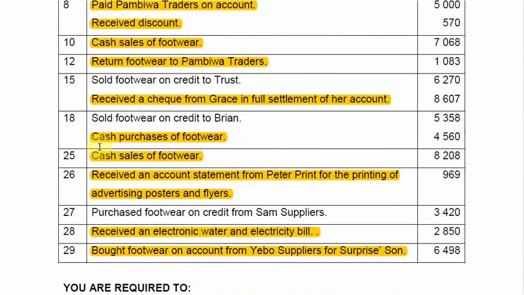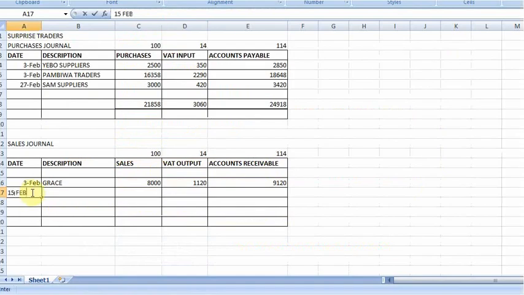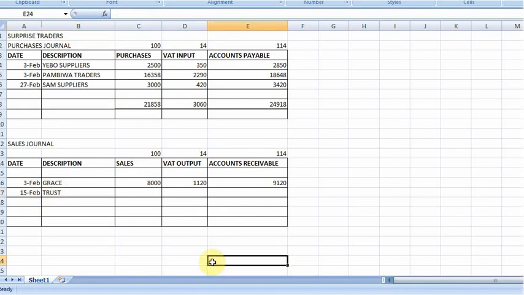Going back then to my question, I am going to look for the next one, and the next one I see is on the 15th, where they say sold footwear on credit to Trust. So on the 15th of February there was an entry. The description is that it was to Trust. The value given to me on the 15th was 6,270. Of course, that includes VAT, so it makes it an account receivable or a debtor's value. Sales is an income, so it represents 100%. I'm going to say 6,270 divided by 114 times 100. And for the VAT output, 6,270 divided by 114 times 14.